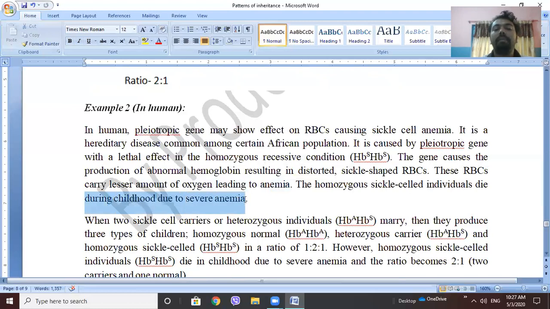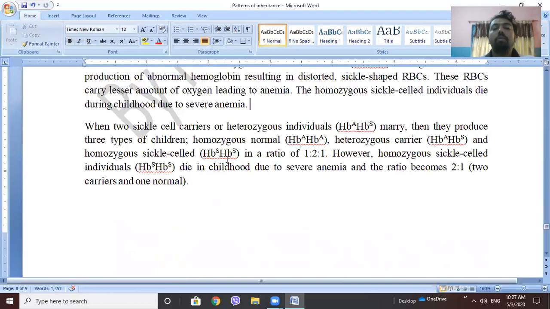So when two sickle cell carriers mate, we do not have homozygous recessive adults here, they cannot mate, right? They cannot survive enough to mate. So either do it with a sickle cell carrier.